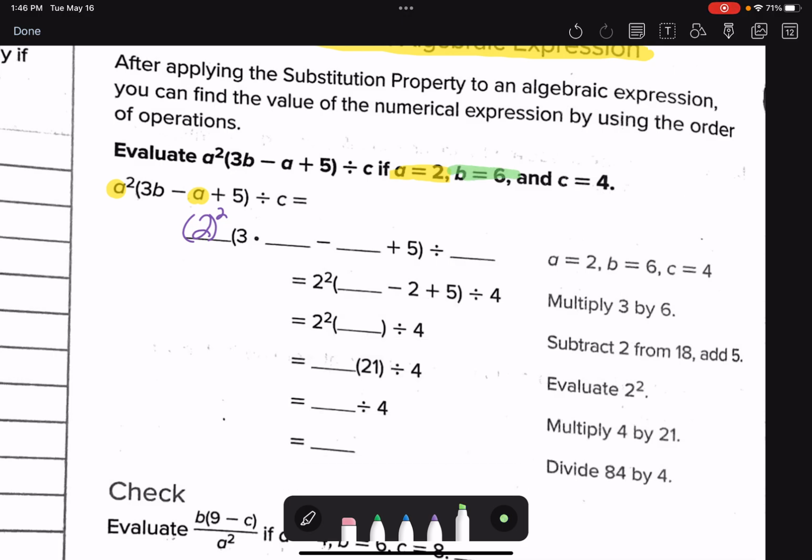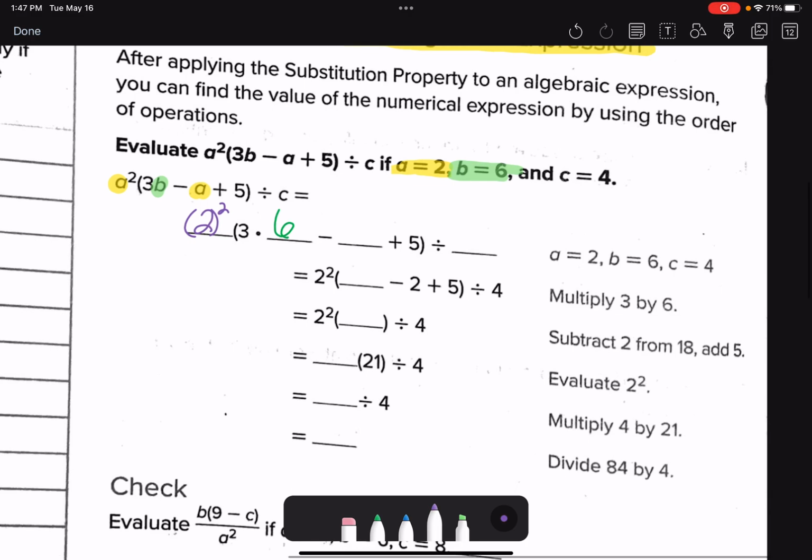The next one says B plus 6. Well, in this problem here, B is only in one spot right next to the 3 times. So I'm going to replace that B here with a 6. Then again, we have the minus A. Well, we know that A is 2. And then the plus 5 stays the same. The divided by, the parentheses, they all stay the same. And then finally, we have a C, which is 4. So they tell me that C is 4, so I'm going to replace that C with the number 4. And now I have totally rewritten this problem. There's no more variables in this problem, so I am going to get an exact answer at the end.